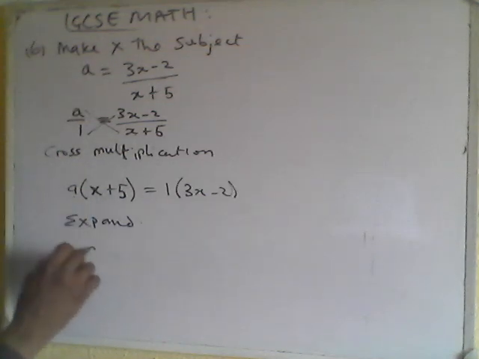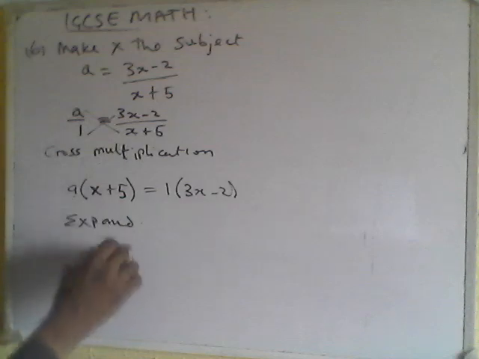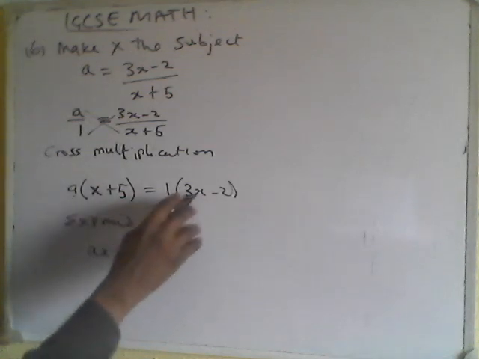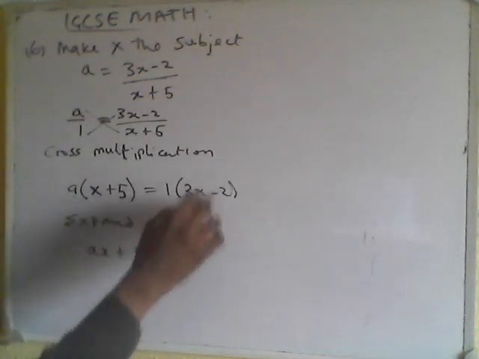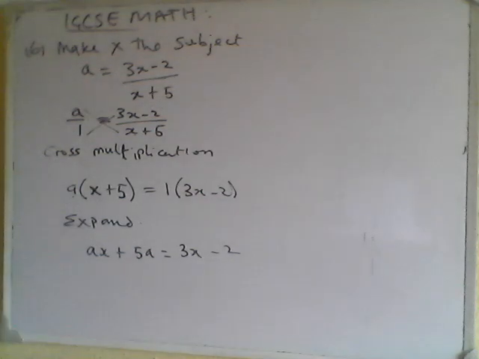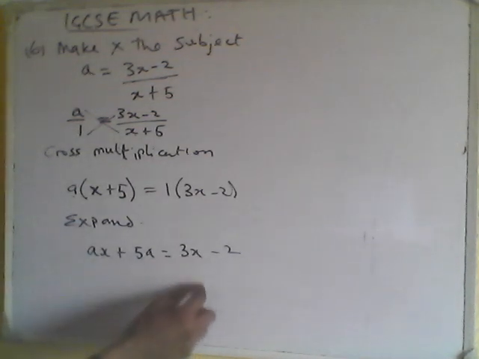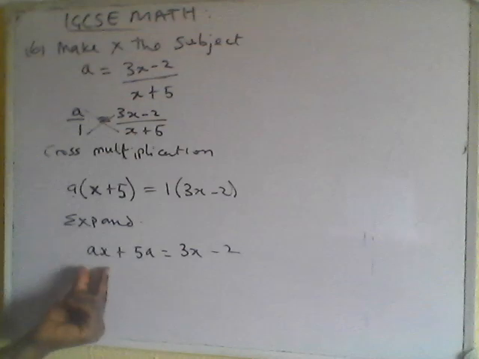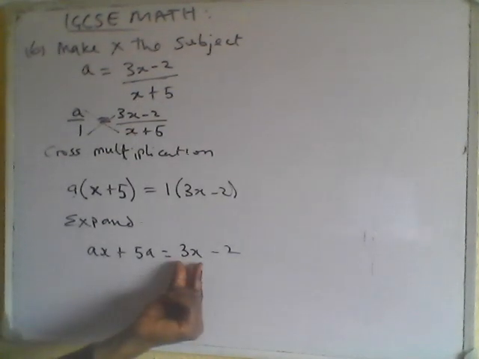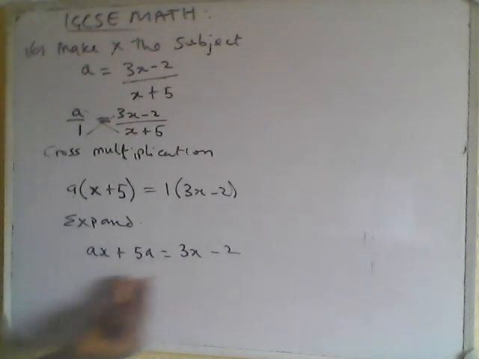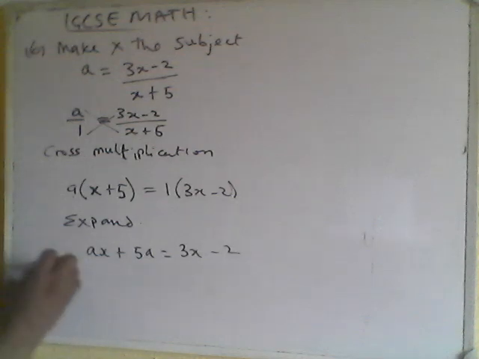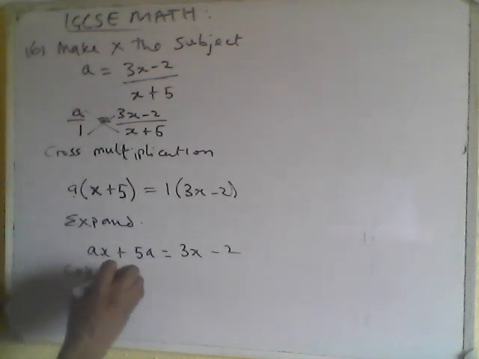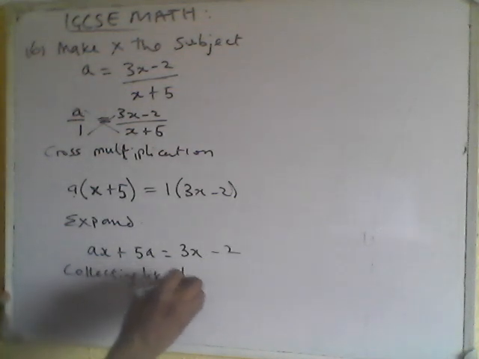So a times x is ax, plus a times 5 is 5a, is equals to 1 times 3 is 3x, and 1 times 2 is minus 2. So I have done that. My goal is to make x subject of the formula. Let's not forget that goal. Where is x? I have 4 terms in this equation: 1, 2, 3, 4. X is present in the first term and in the third term. So I'm going to group them together by collecting like terms.